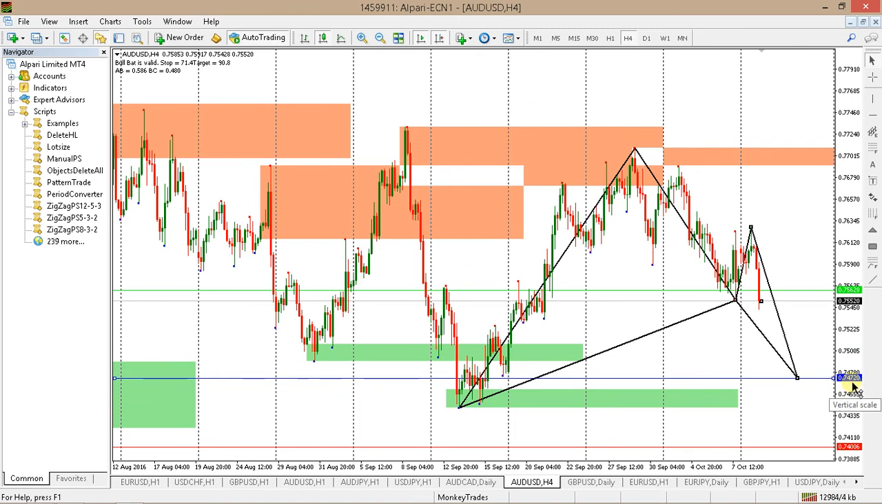Entry is a blue line, stop loss is red line, and the take profit is green line.